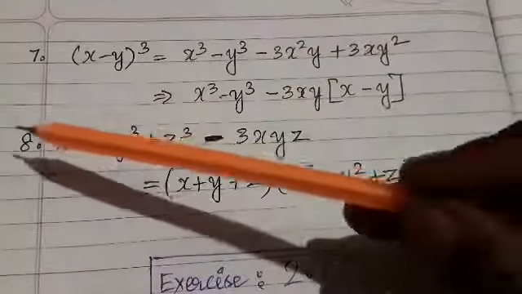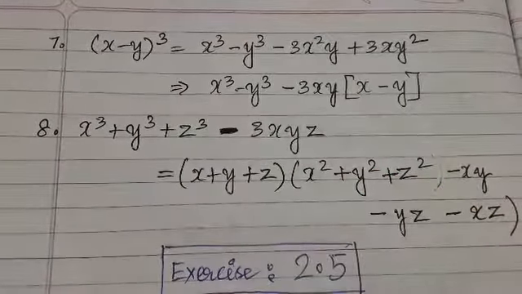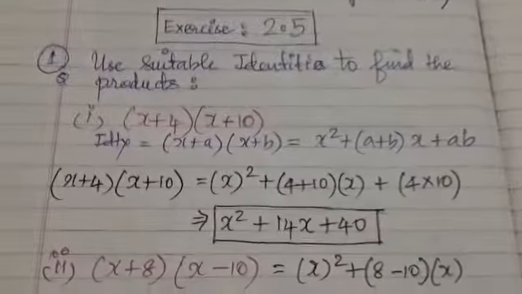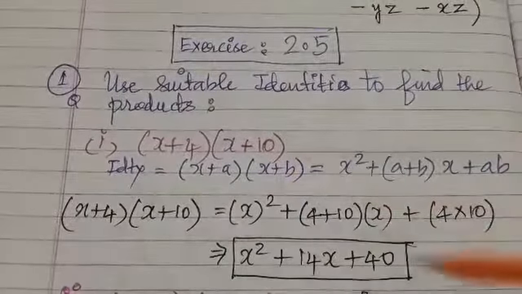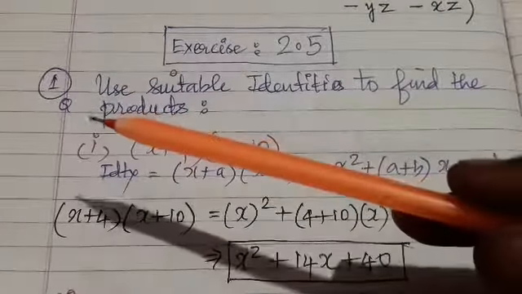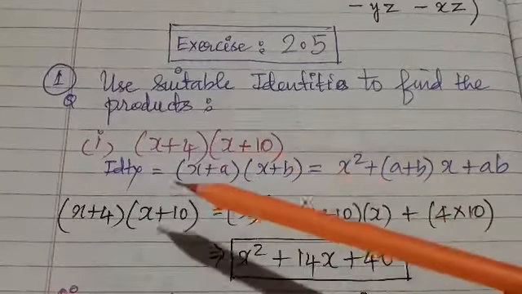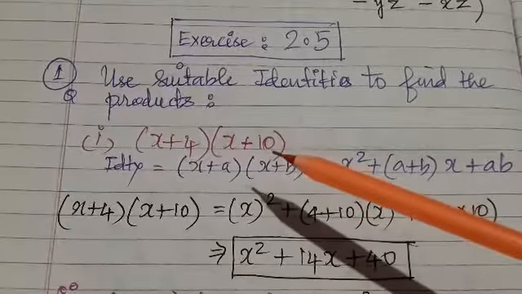So using all these 1 to 8 identities, we are going to do the exercise problems from 2.5. Let us take the first question from 2.5. What is given there? First question, use suitable identities to find the product. First one, what is given? (x plus 4) bracket (x plus 10).